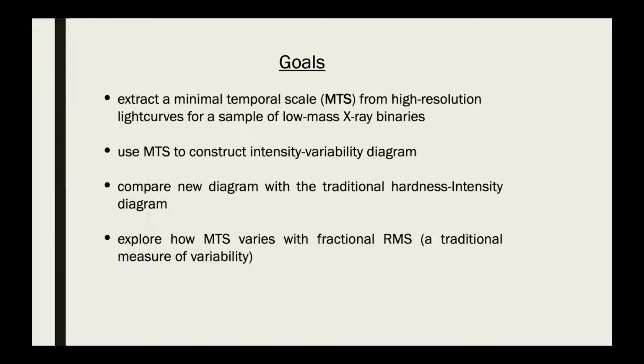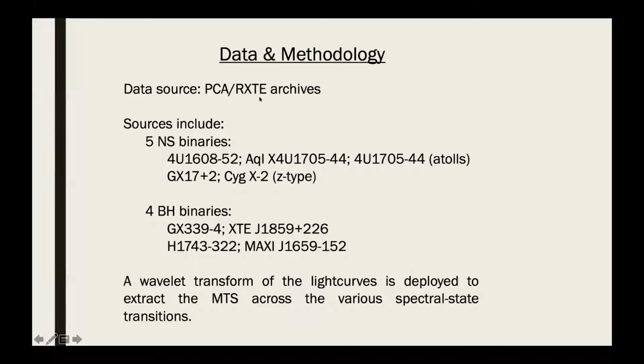Then, using that time scale, we construct an intensity variability diagram, compare this new diagram with the traditional hardness intensity diagram, and explore how this time scale varies with fractional RMS, which is a traditional measure of variability. We use RXTE PCA data. For sources, we analyzed 5 neutron star binaries, 3 of them atolls and 2 of them Z-type, and 4 black hole binaries. We deployed a wavelet transform on the light curves to extract the MTS across the various spectral state transitions.